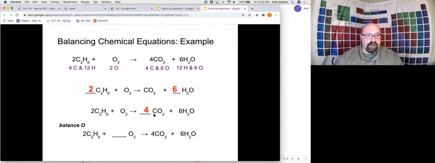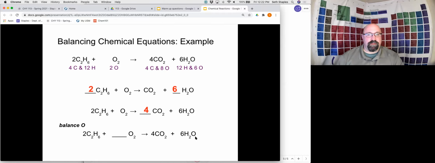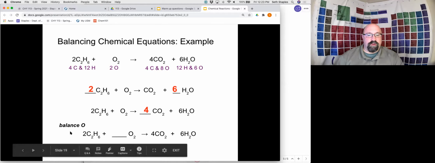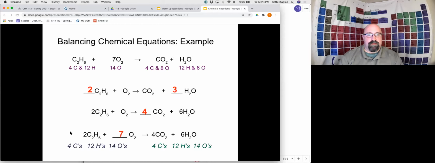Finally, we're going to balance our oxygen. We can see that we have 8 plus 6 is 14 oxygens. Remember, this is O2. So in order to get to 14 oxygens, I need 7 O2 molecules. Now I do my final count, and it all works out. I have the same number of each type of element on both sides.